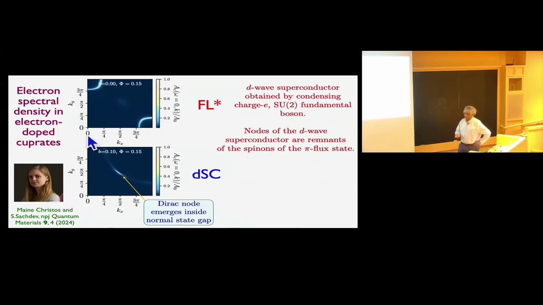No, because now the spinons actually become the Bogoliubov quasiparticles. So in this case, we would predict that even on the electron-doped side, where the FL star, where you don't have any long-range order, you will get a nodal superconductor, a conventional nodal superconductor. And in this case, it is the spinons that become the Bogoliubov quasiparticles. So it's much more direct.